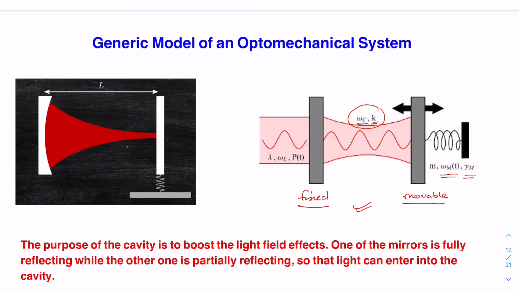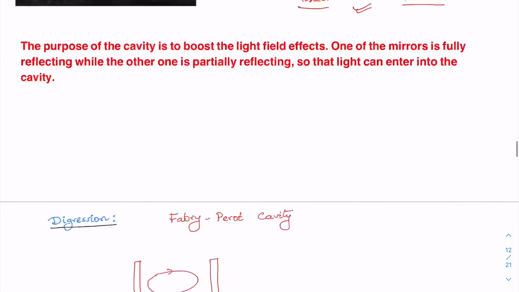So the purpose of the cavity is to boost the light field interaction. As I already said, one of the mirrors is fully reflecting, for example this one, while the other one is partially reflecting, so that we can get a transmitted beam from inside of the cavity. If we make a measurement of that transmitted beam, it is going to tell us a lot about what is going on inside the cavity.